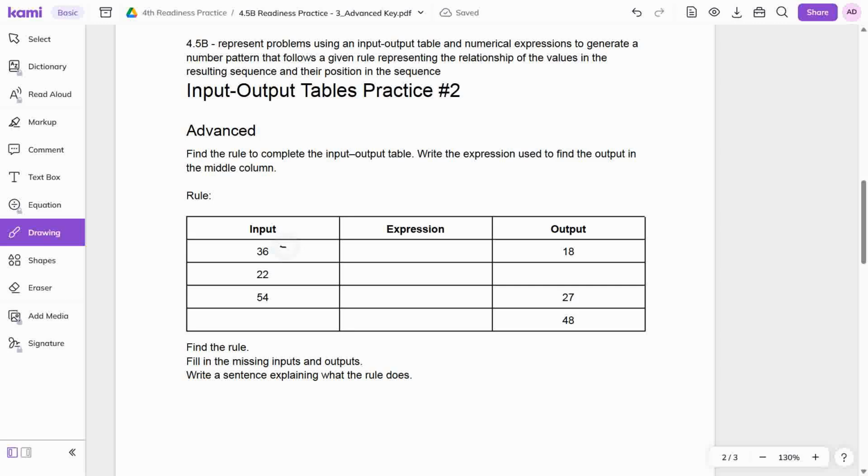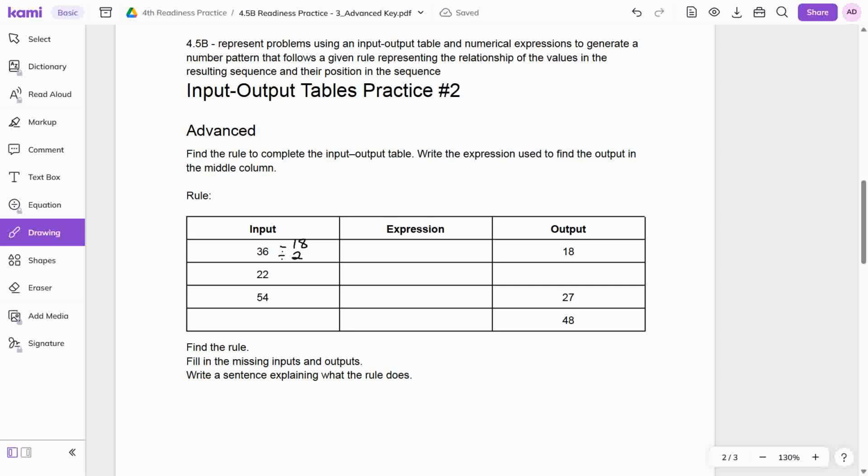I can get to 18 two different ways. It's getting smaller, so I can subtract something. So 36 minus 18, okay, gets me to 18. Or I can actually cut it in half. I can divide it by 2. So both of those could work. And I'm not going to know unless I test it out.